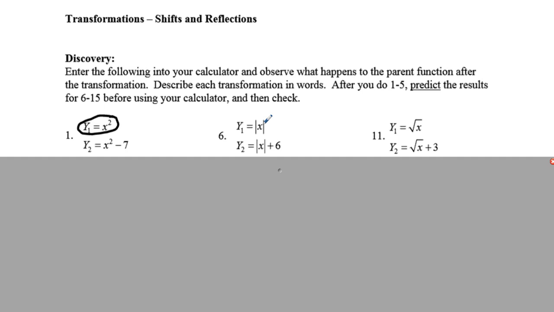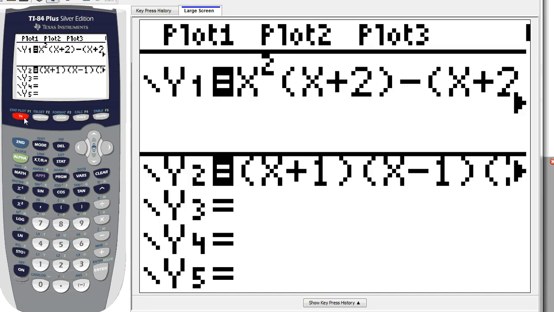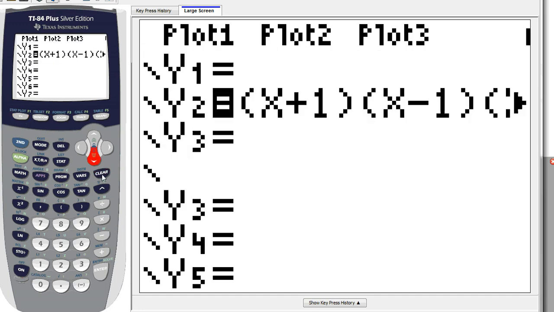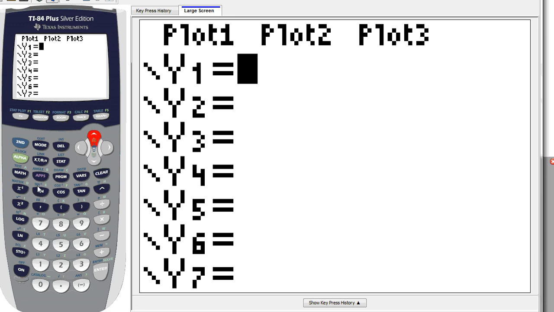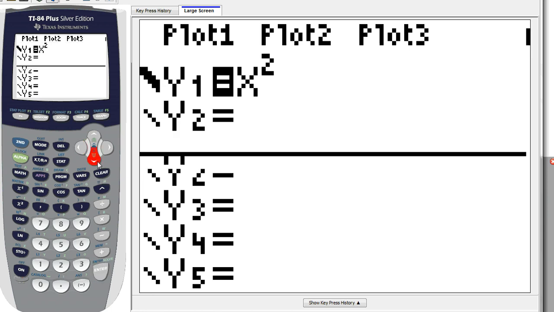Grab your calculator and let's put into y1. If there's stuff in there, just clear it out. Let's put into y1 x squared. So you're going to hit the x button, which is right here, and then square. And let's move over to the left side, all the way to the left, and make that bold. So hit enter once.